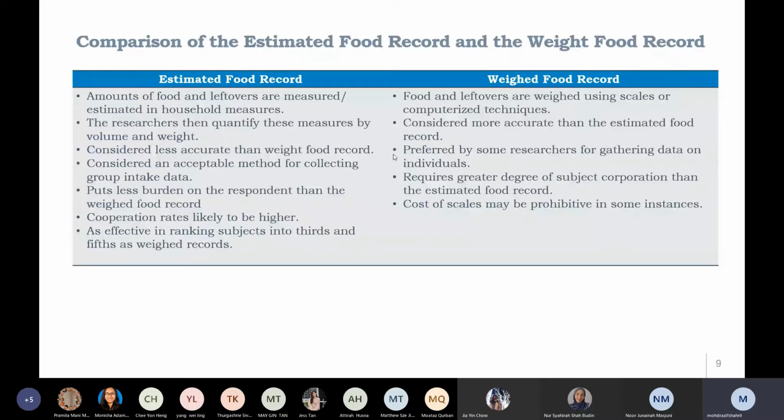And the cost of scales may be prohibitive in some instances, but if you are using a low-end scale, it's quite cheap actually. It's around 15 ringgit to 20 ringgit per food weighing scale, for a digital food weighing scale. I've just checked in Shopee. So it depends on how sophisticated or how accurate the weighing scales that you intend to use in your study.